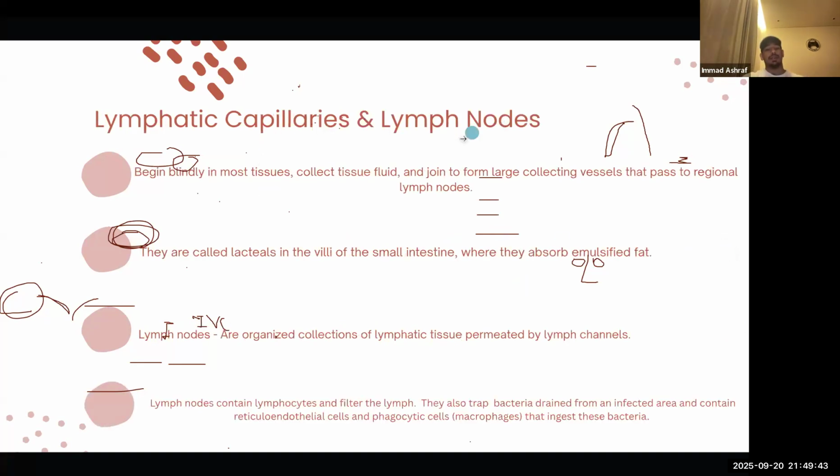So, lymphatic capillaries and lymph nodes. First of all, wait, let me just erase everything on the screen first because it's kind of distracting.